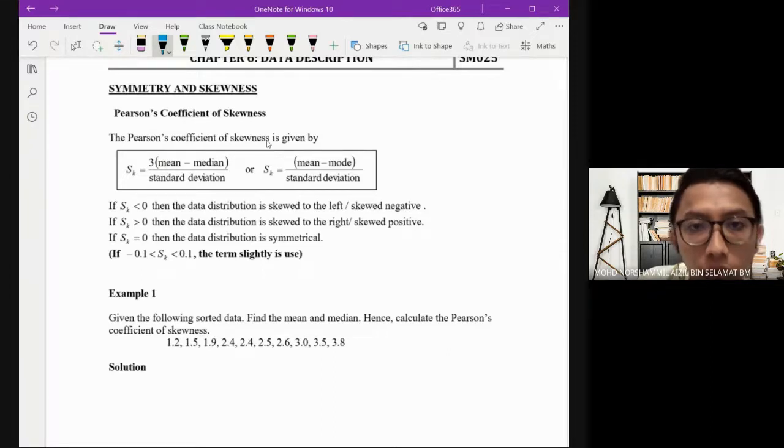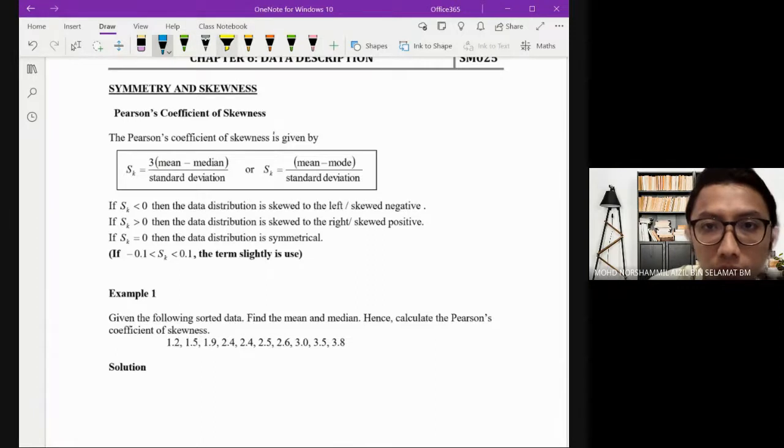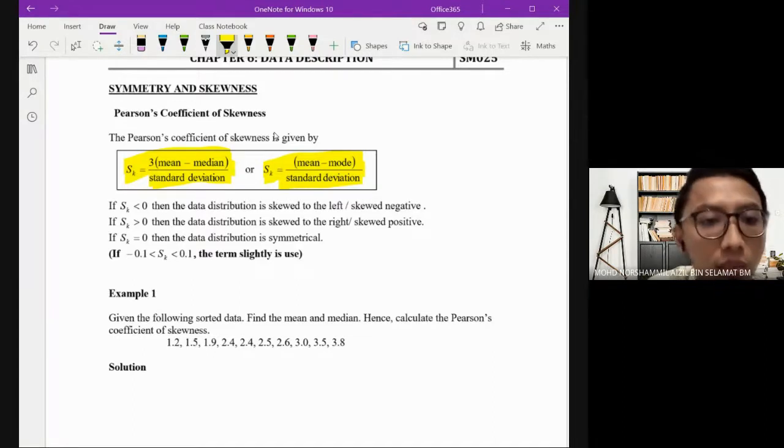Okay, so let's proceed with Pearson's coefficient of skewness. Guys, these two are the given formulas, the first formula and the second formula. As you can see, the notation states as big S with sub K. This is the notation of Pearson's coefficient. Kenapa tak pakai huruf P? Kita tak pakai huruf P, kita pakai huruf S. Big S with small sub K.